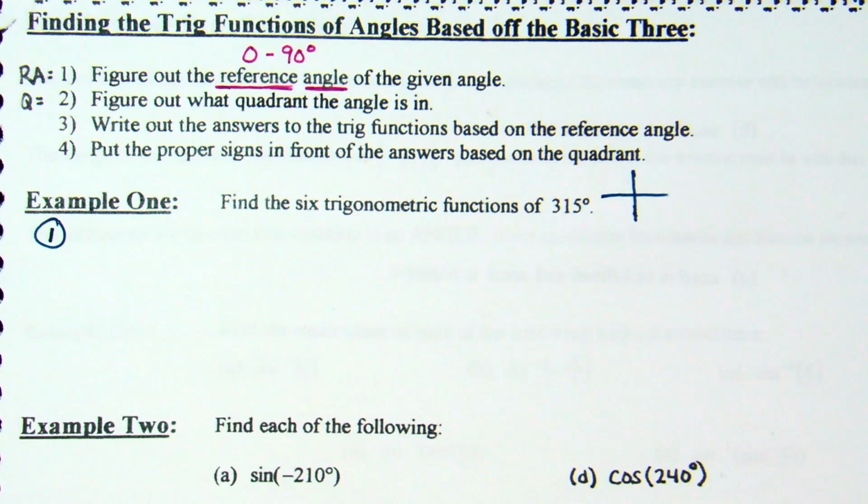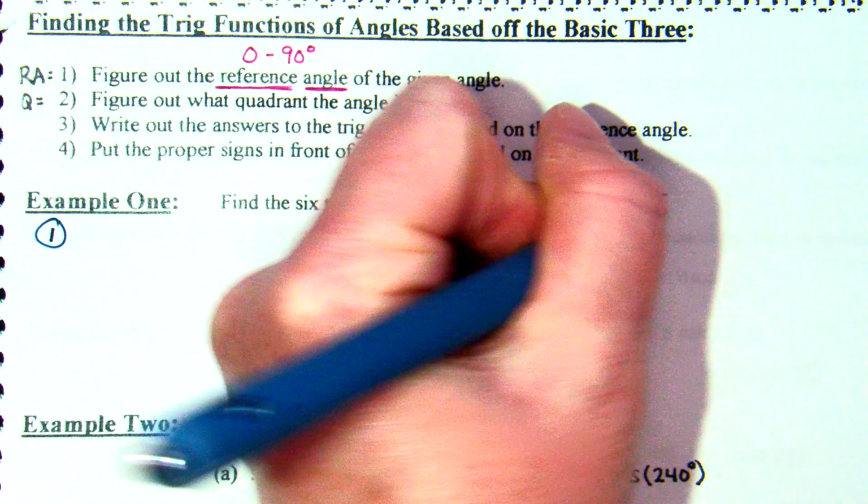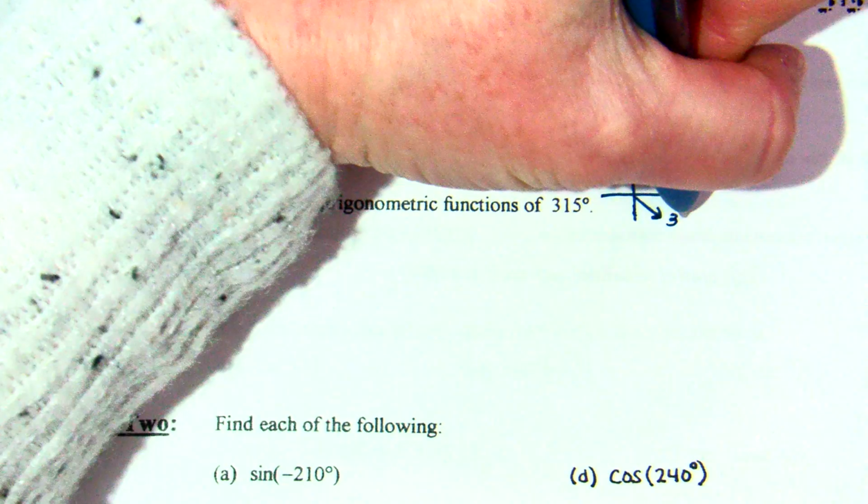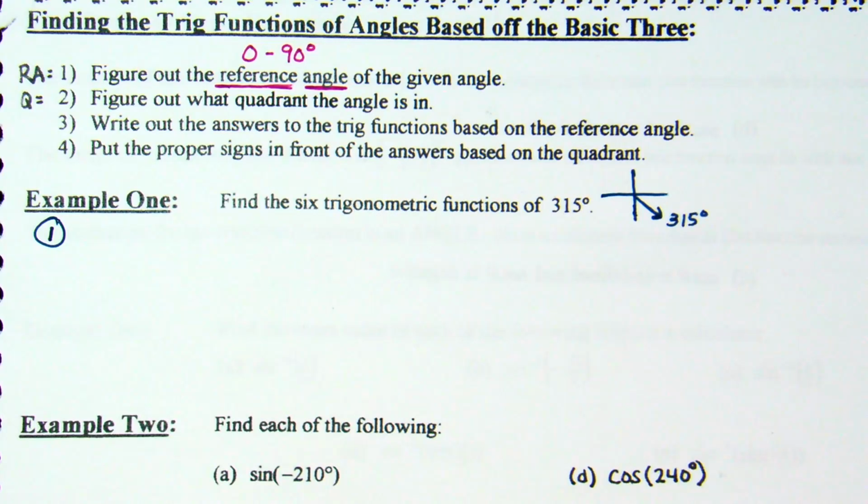So, what can you visualize about 315 degrees? Can you visualize where 315 degrees is? It's somewhere down here, correct? And this is one where you might want to have your circle out.